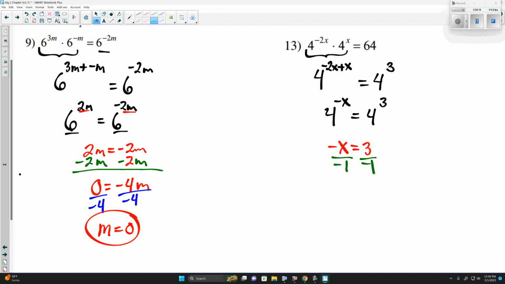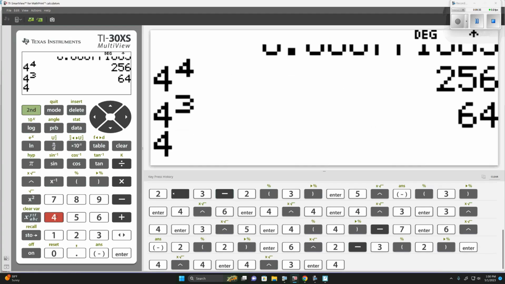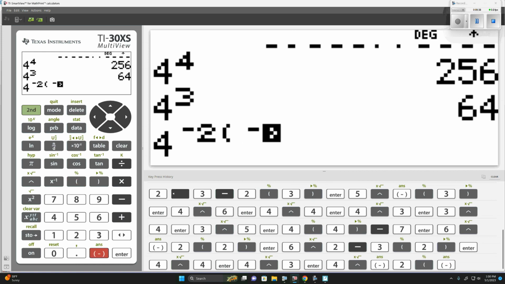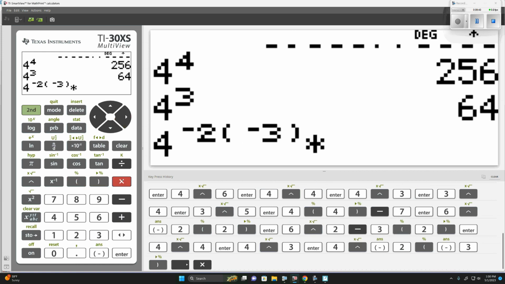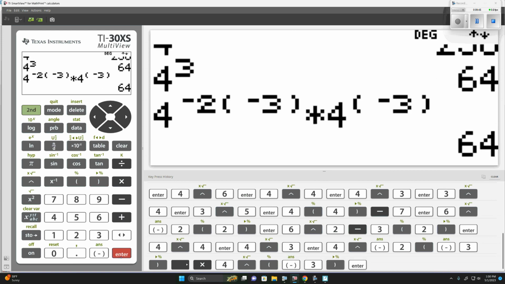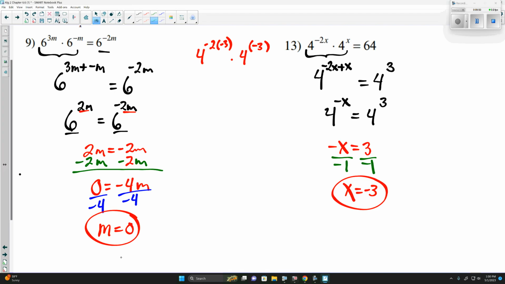Or really, we can say that negative x is equal to 3. Divide both sides by negative 1. That tells us x is equal to negative 3. And we could plug this in if we want, say 4 to the negative 2 times negative 3 times 4 to the negative 3, and see if we do get 64. 4 to the negative 2 times negative 3 times 4 to the negative 3rd is 64, like we wanted. Any questions on any of these here?